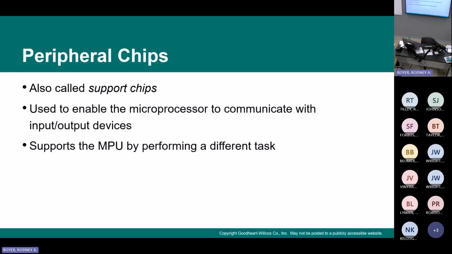Peripheral chips, also called support chips, are used to enable a microprocessor to communicate with I/O devices. They support the MPU by performing a different task. The ALU is a peripheral chip, usually.